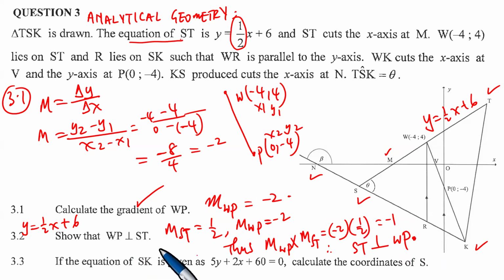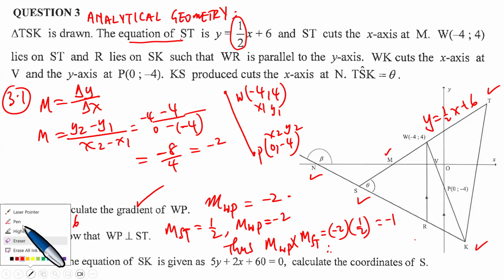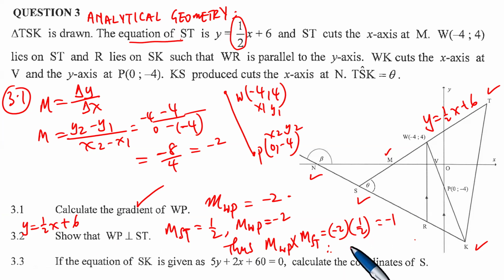Obviously now, you can say ST is perpendicular to WP, or you can say WP is perpendicular to ST. How do we know that the two lines are perpendicular? Here is W and here is P. This WP is perpendicular to ST, so that this angle is 90 degrees there.